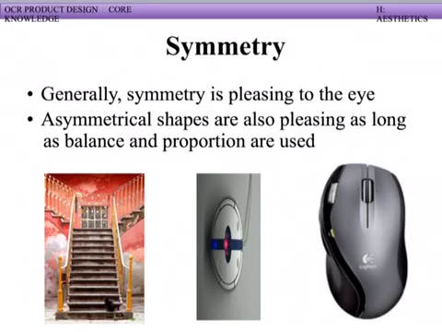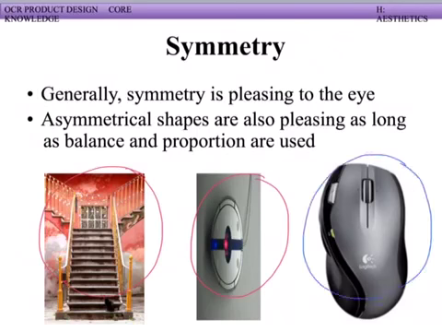Symmetry is also an aspect you may wish to talk about when discussing the aesthetics of a product. Generally, symmetry is pleasing to the eye, as can be seen in the staircase here on the left, and in this design for a futuristic mouse. However, asymmetric shapes, such as this mouse on the right, are also pleasing, as long as balance and proportion are taken into account.